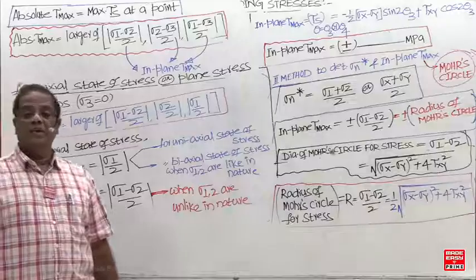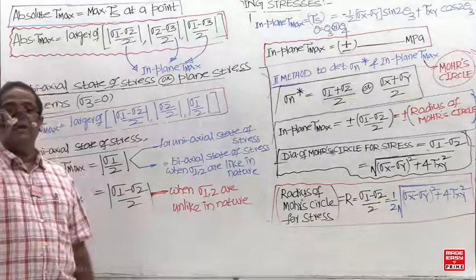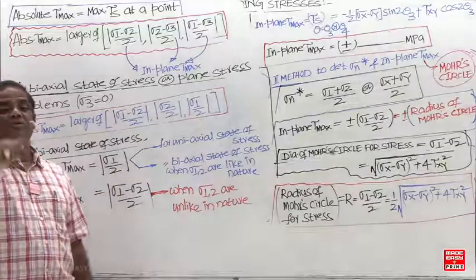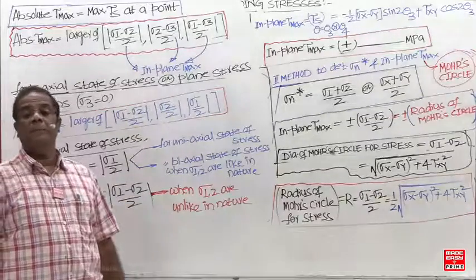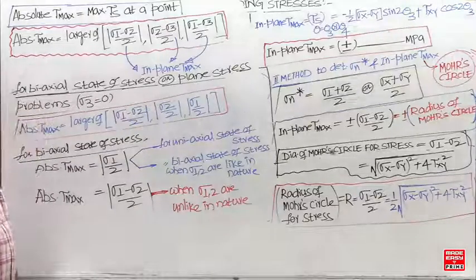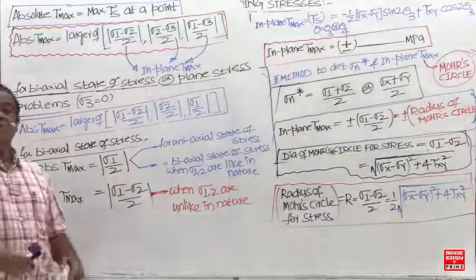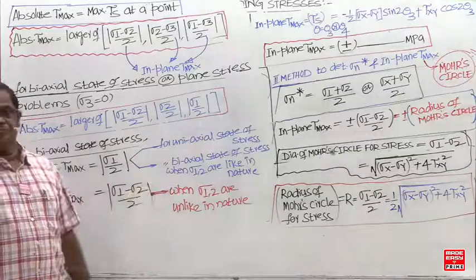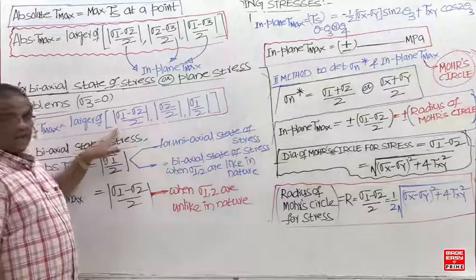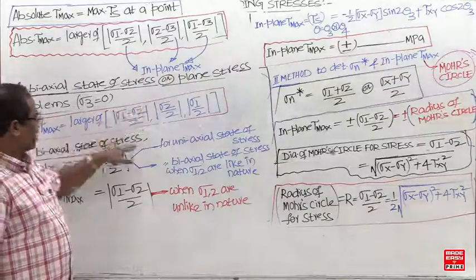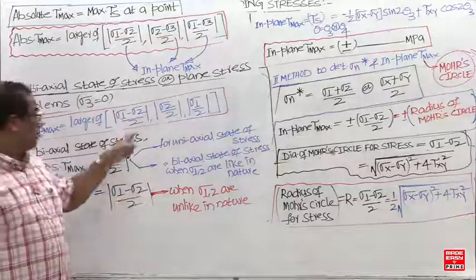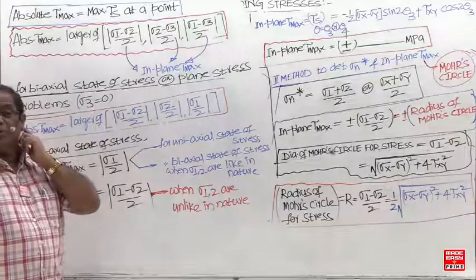Most of the lower standard textbooks will not mention in-plane or absolute. Simply they will write tau max equal to sigma 1 minus sigma 2 by 2. Only standard textbooks give this concept of in-plane and absolute. Suppose the question asks only for in-plane tau max. If you go for biaxial, how many in-plane tau max are there? Three: 1, 2, 3. But if nothing is mentioned, in-plane means you have to go for sigma 1 minus sigma 2 by 2.